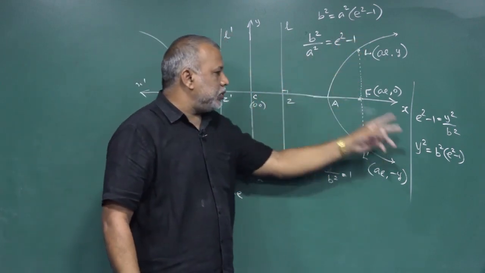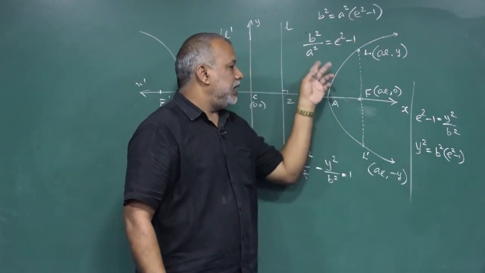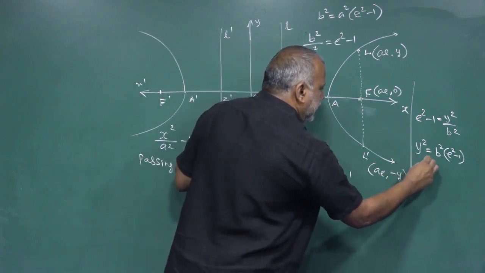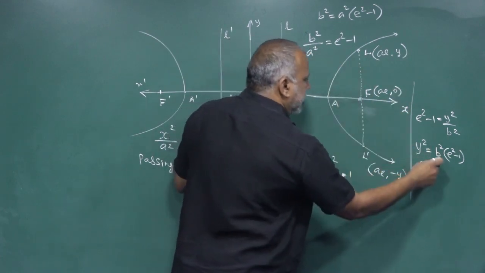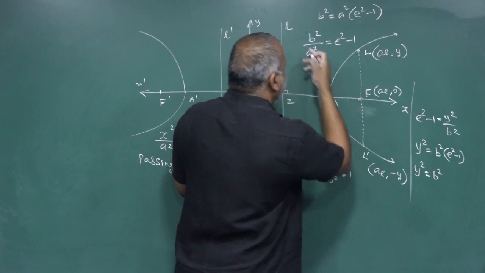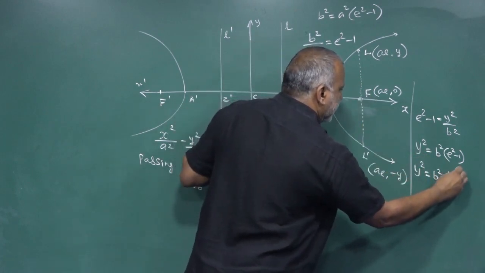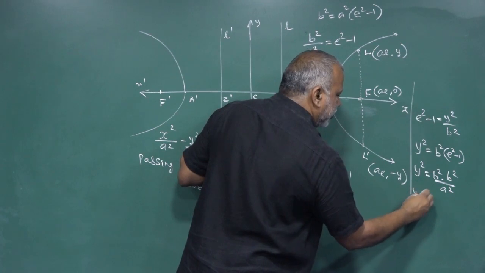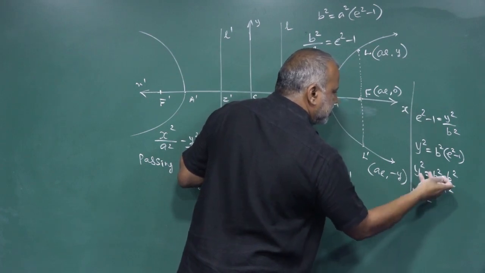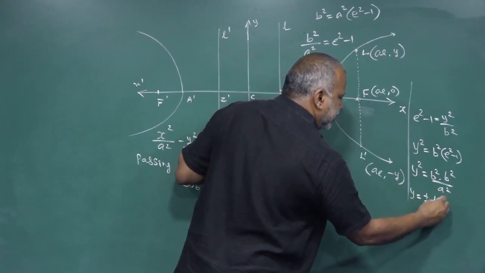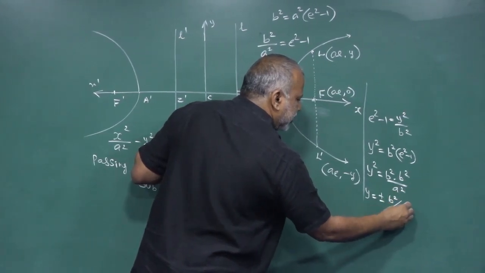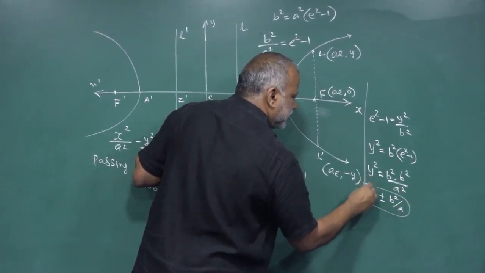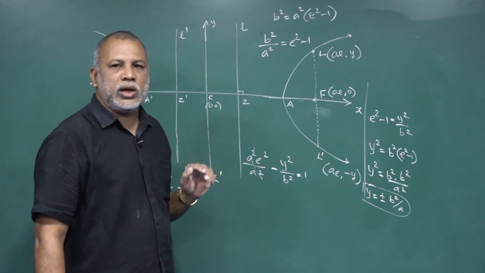So I want to substitute this e squared minus 1, and it will become y squared equals, already we are having one b squared. Here we are finding out b squared by a squared. Then what will be the value of y? It will become plus or minus. From this b power 4 I can take b squared, divided by a squared becomes a. So this is the value of y.